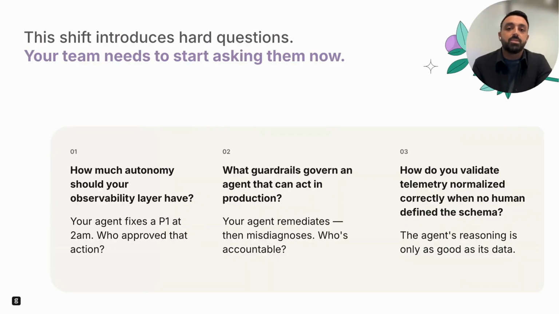Now, obviously, this introduces hard questions. And honestly, I think the industry still underestimates how important these questions are going to become. How much autonomy should your observability layer actually have? If an agent fixes a production incident at 2 a.m., who approved that action? What guardrails govern systems that can act directly in production? If the agent remediates incorrectly, who owns that outcome? And how do you validate telemetry normalized correctly when no human explicitly defined the schema?